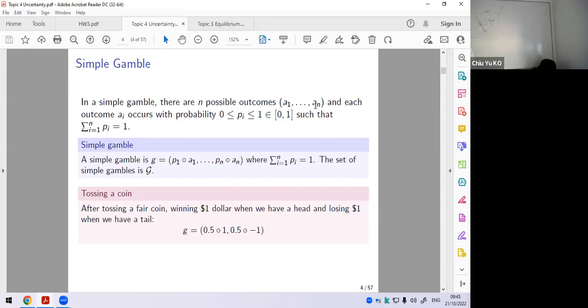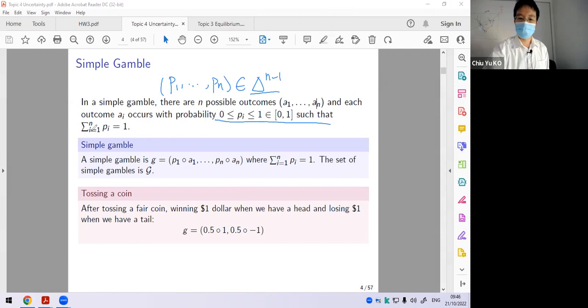So we would have a probability assigned to each outcome, which means they sum to 1. That actually means this simplex of dimension n-1. That's the notation we learned in the last class for probability. So P1 up to Pn belong to the simplex of dimension n-1. When I write this notation, it actually means this. In the two-outcome case, P1, P2, it's just 1 and 1.